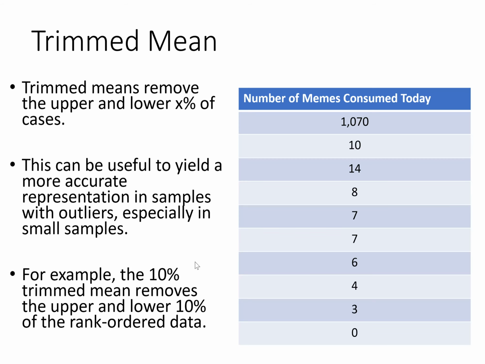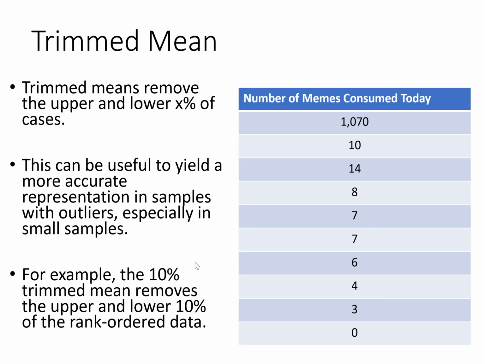Another type of mean which has become a little bit more popular of late is a trimmed mean. A trimmed mean removes the upper and lower, let's say 10% or sometimes 5% of cases from a variable and calculates the mean on the remaining cases. And why would you want to do this? Well, this can be useful if you have a very extreme score or a few very extreme scores in your data set that are making the mean not a very typical measure of what is in your variable.